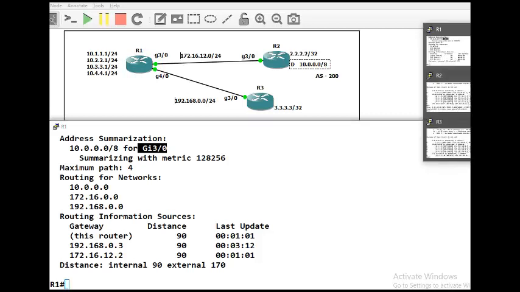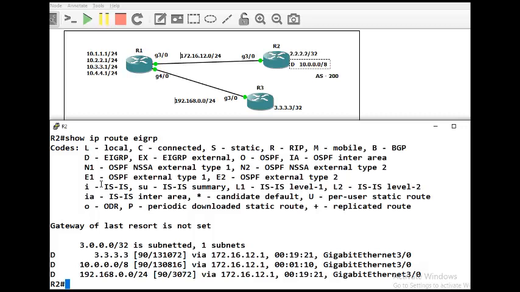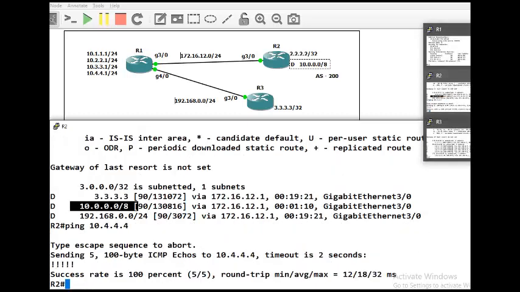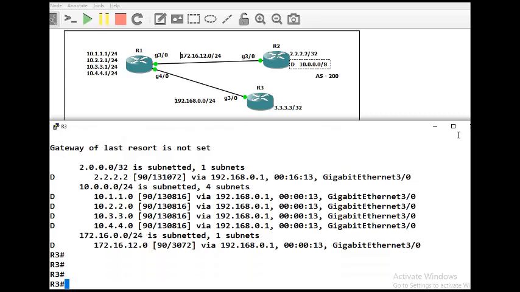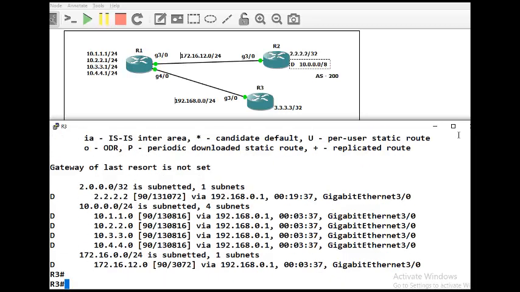Now let's go to router 2 and verify that. Earlier it was detailed, but now it is summarized here. In router 2 it is summarized, and you still will be able to ping this. And on router 3 you will still have the default route.